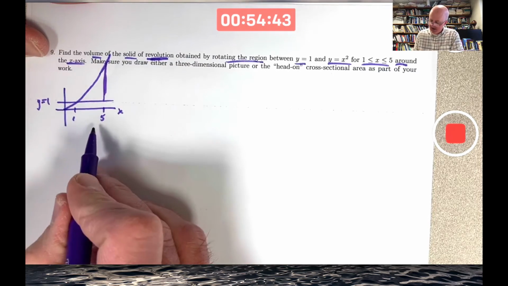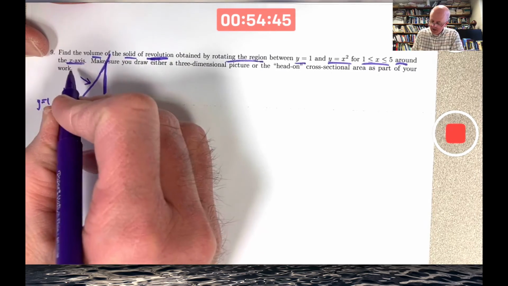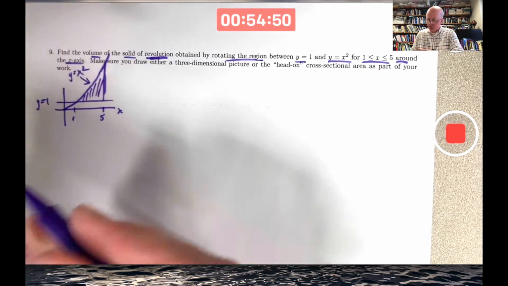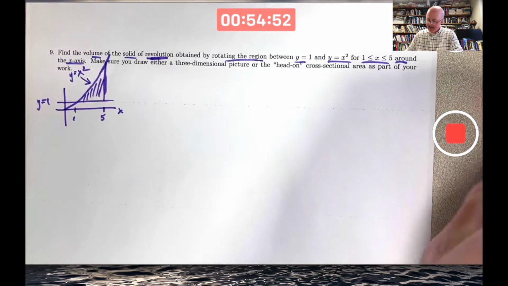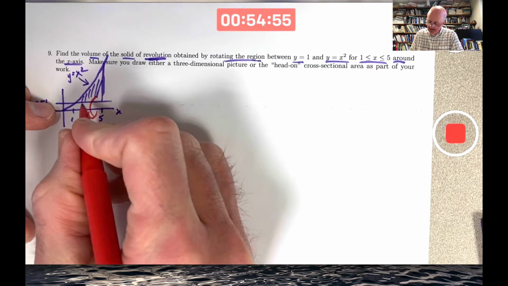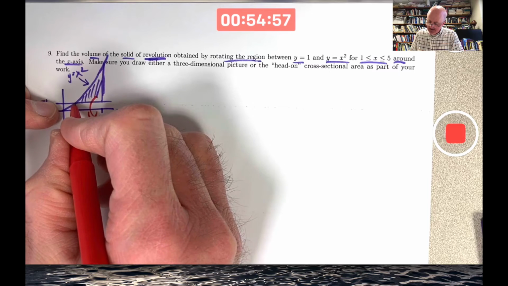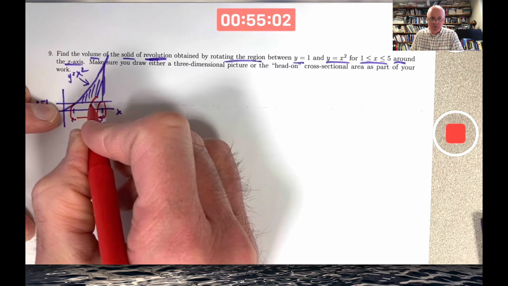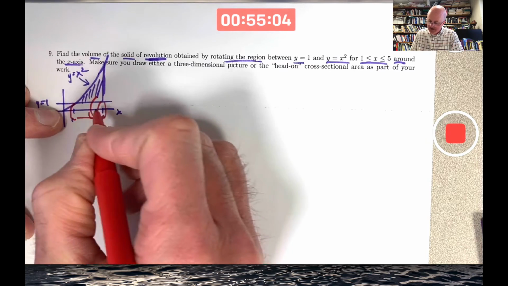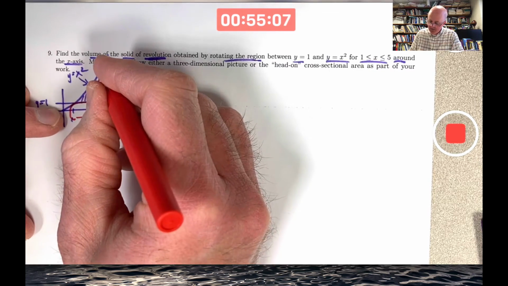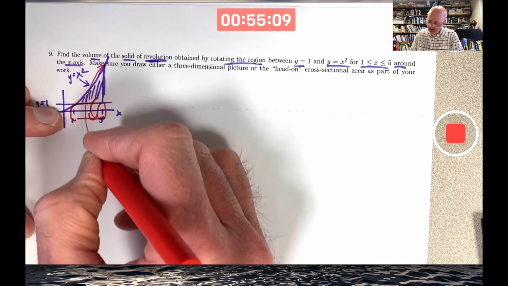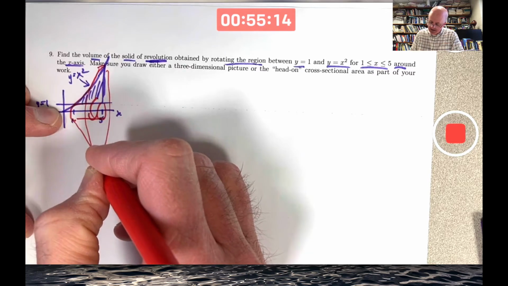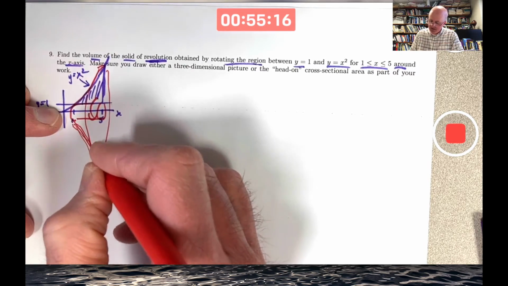x goes between 1 and 5. Y goes between 1 and x squared. This is the region that we are now going to imagine rotating around the x-axis to get a three-dimensional solid. And this solid will have a hole in the middle because the bottom of this region is not the x-axis. It's going to have a hole in the middle that's not going to be counted as part of the volume. It's going to be some sort of weird looking thing like this. Maybe you can make an instrument that looks like this. I don't know.